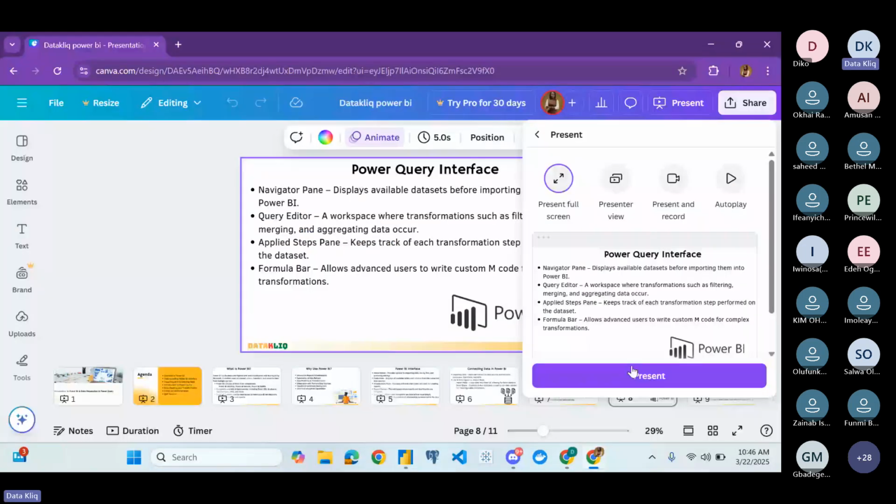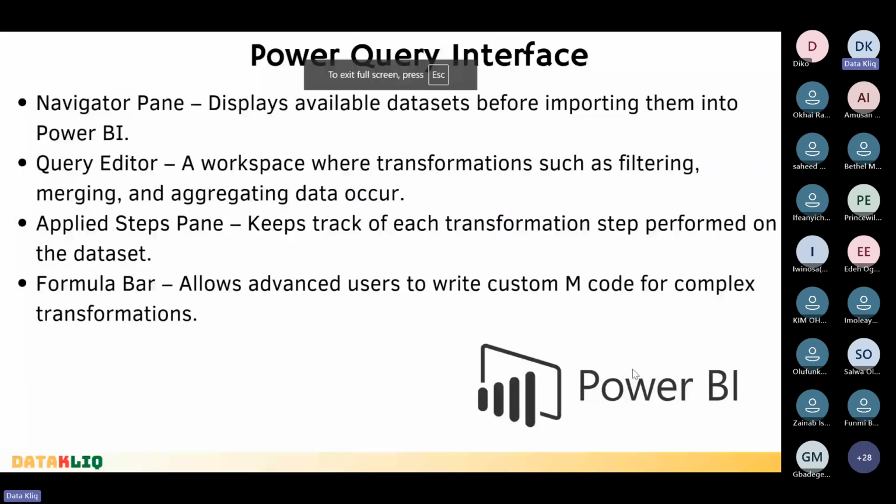So we have our navigator pane. This displays available datasets before importing them into Power BI. We have the query editor, a workspace where transformations such as filtering, merging, and aggregating data occur. We have the applied steps pane. This is where you keep track of each transformation step performed on the dataset. We also have the formula bar. The formula bar allows advanced users to write custom M code for complex transformation. Like it says, advanced users. For now, we are beginner users.